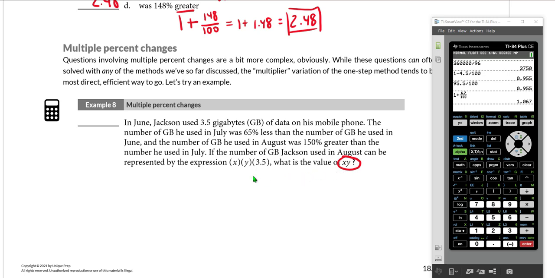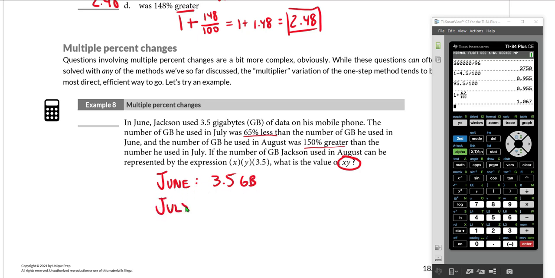So again, as I mentioned a moment ago, the multiplier method is almost always the most reliable, most efficient method when you have multiple percent changes, which is what we have here. So let's take a look at this. I'm going to lay this out as follows. I'm going to write June, and in June there were 3.5 gigabytes used, 3.5 gigs.